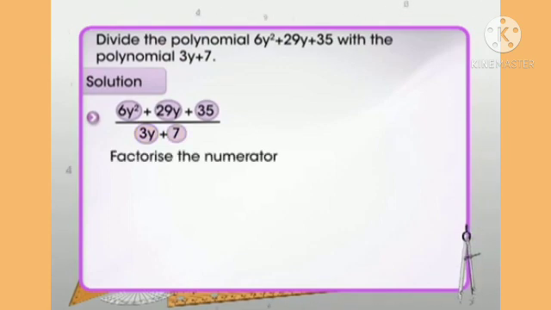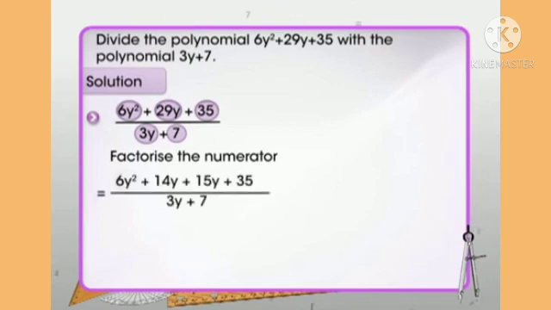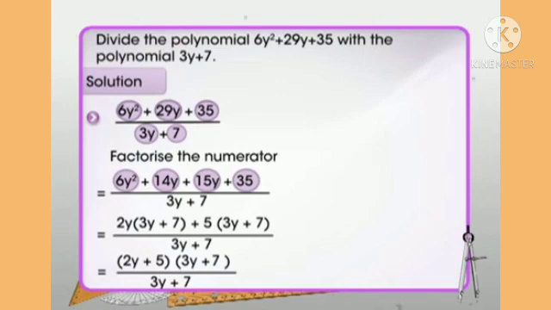We first factorize the numerator. The polynomial 6y square plus 29y plus 35 can be written as 6y square plus 14y plus 15y plus 35 by splitting its middle term. Now by grouping and taking common factors out, we get 2y plus 5 whole into 3y plus 7 whole. Now we can easily divide 2y plus 5 whole into 3y plus 7 whole with 3y plus 7 by cancelling the common factor. We get the answer as 2y plus 5.